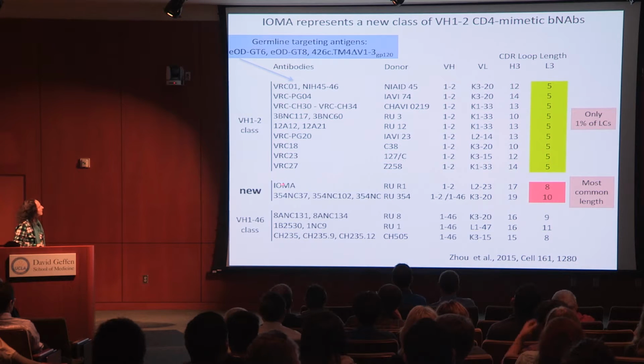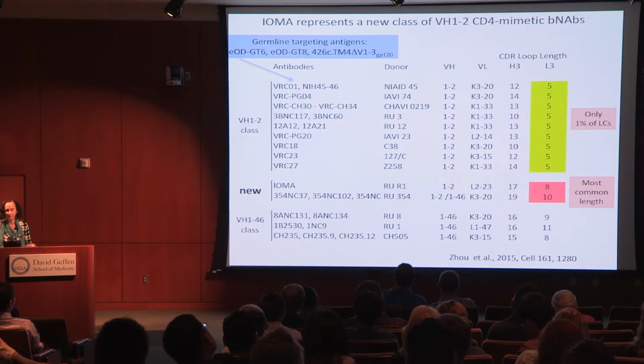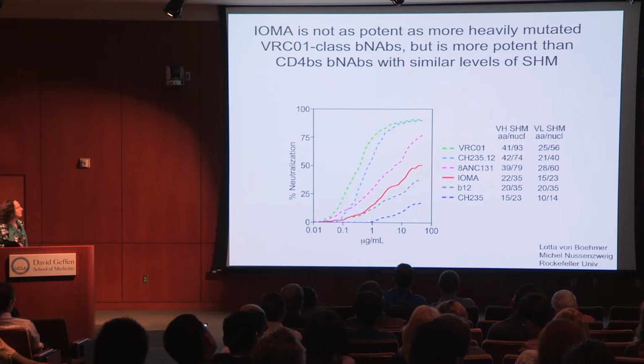But the great thing about IOMA is it's got a more normal length. It's right here, 8. And so we think it might be more easily elicited. Now there's another thing about IOMA that's good as well.